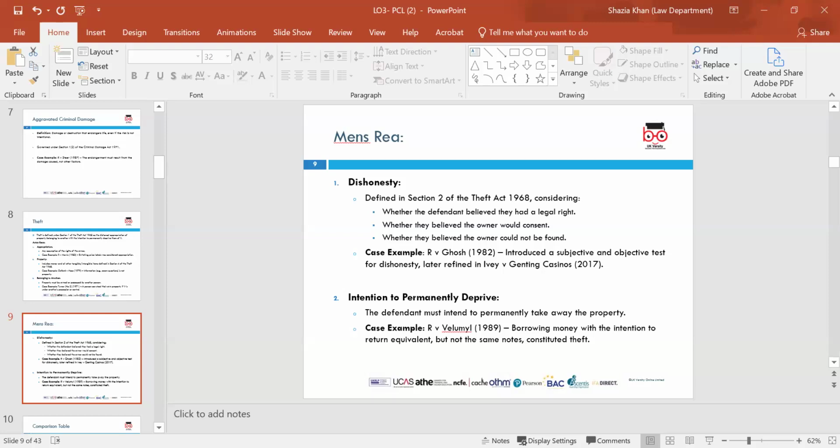Outside the specific situations provided by the Act, the courts apply a common law test set out by Lord Lane in the case of R v Ghosh, 1982. The test provides a 2-stage assessment in determining dishonesty. Firstly, was the defendant dishonest by the ordinary standards of reasonable and honest people? And secondly, did the defendant realise that he had been dishonest by those standards?